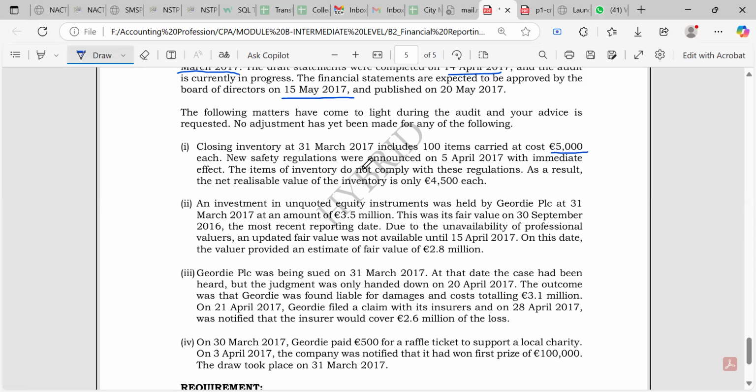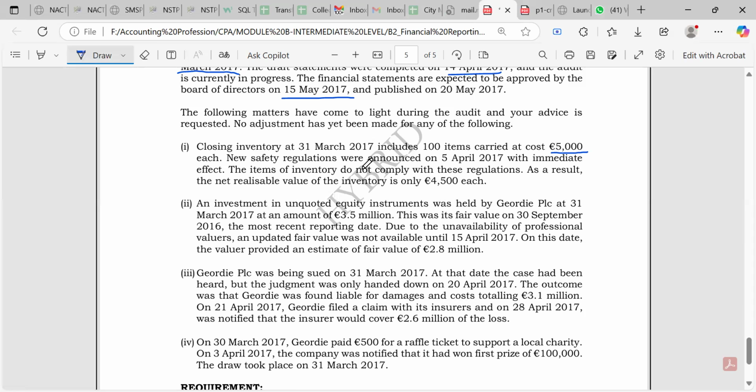That's why I say the items of inventory do not comply with those regulations, and as a result, the net realizable value of the inventory is only how much? 4,500 each. So that one wouldn't be a big deal. Just let it be, right?